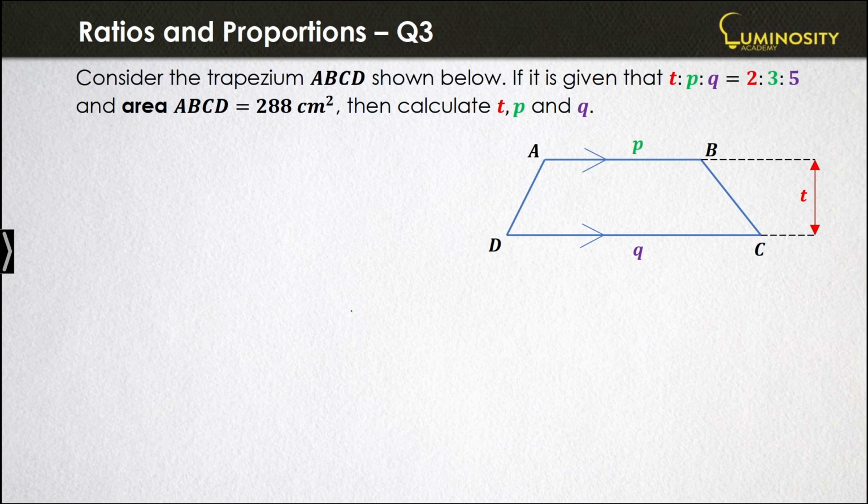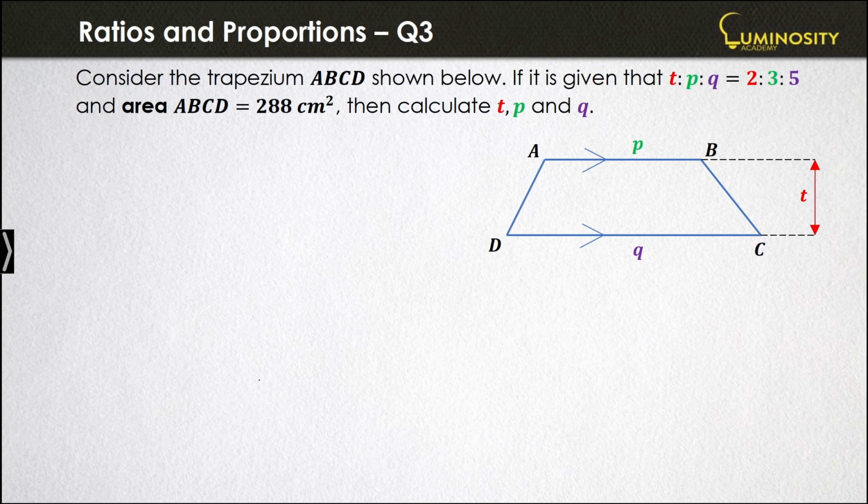Let's have a look at question 3. Consider the trapezium ABCD, shown below. If it's given that the ratio of T is to P is to Q is the same as 2 is to 3 is to 5, and the area of this trapezium ABCD is 288 square centimeters, then calculate the values of T, P, and Q.